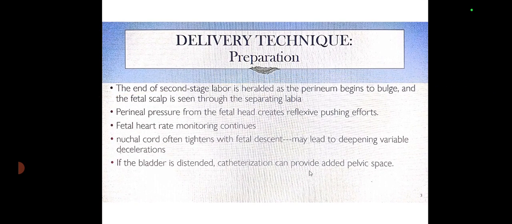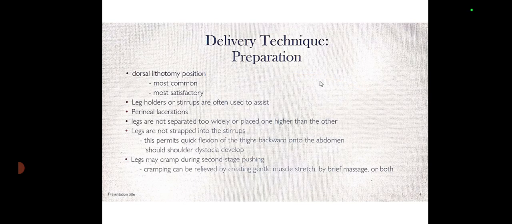While speaking about the delivery technique preparation, the end of the second stage of labor is heralded as the perineum begins to bulge, and the fetal scalp is seen through the separating labia. Perineal pressure from the fetal head creates reflexive pushing efforts. Fetal heart rate monitoring continues here. The umbilical cord often tightens with fetal descent and may lead to deepening variable decelerations. If the bladder is distended, catheterization can provide added pelvic space.